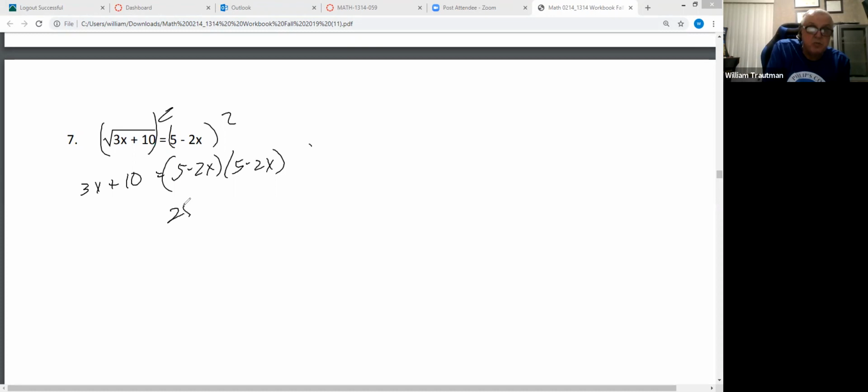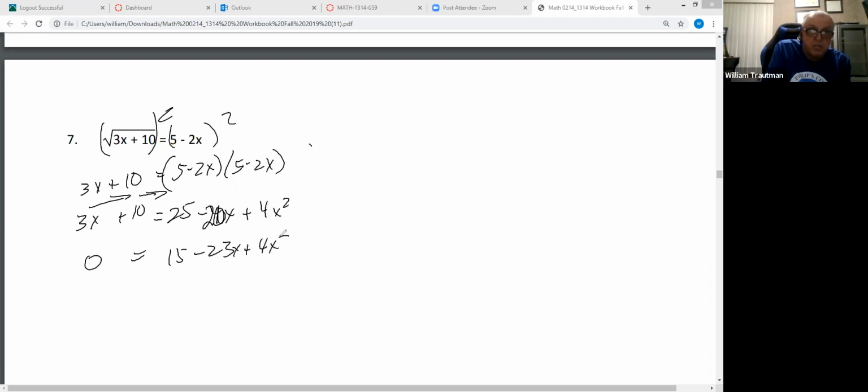I ended up with 25 when I combined it all, minus 4x plus 4x squared. No, that's not right. Minus 20x. This is what I ended up with. And I got that to that side and that to that side. I ended up with 15 minus 23x plus 4x squared. Then I changed the order.